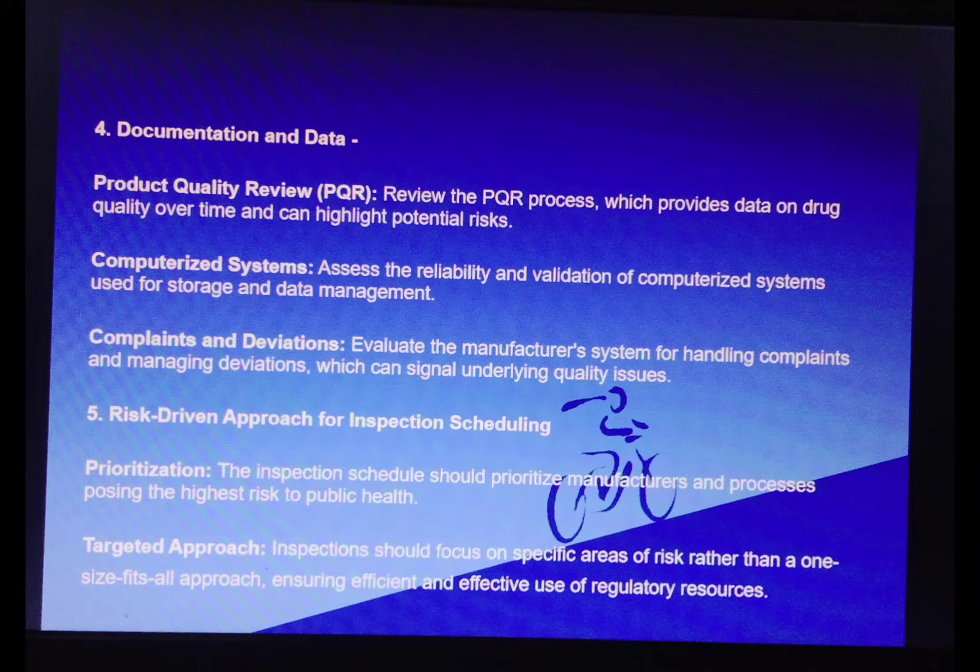Documentation and data. PQR: review the PQR process, which provides data on drug quality over time and can highlight potential risk. Computerized system: assess the reliability and the validation of computerized systems used for storage and data management. Complaints and deviations: evaluate the manufacturer's system for handling complaints and managing deviations, which can signal underlying quality issues.